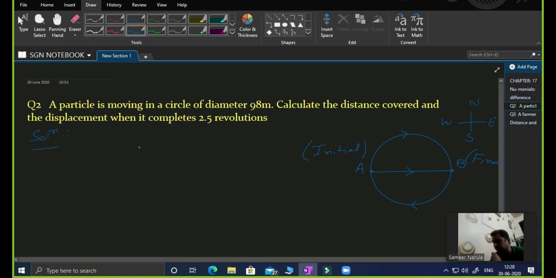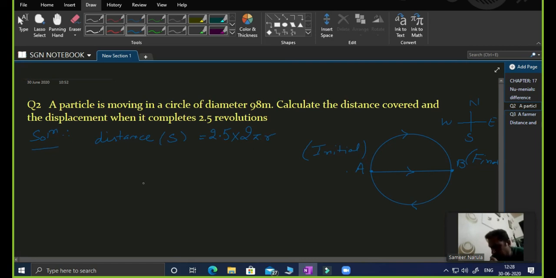Now see that first of all we find out the distance. As per the definition of distance, as you know, it is the actual path which is traveled. The actual path for one complete revolution is given by the circumference of the circle, and we know that the circumference of the circle is 2 pi r. Now the total distance should be what? This is 2.5 multiplied by 2 pi r. That is, 2.5 revolutions are there, and for one revolution 2 pi r is there.